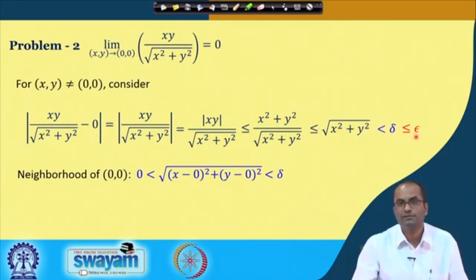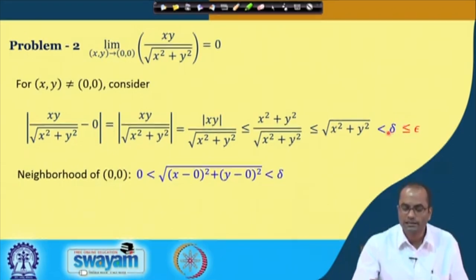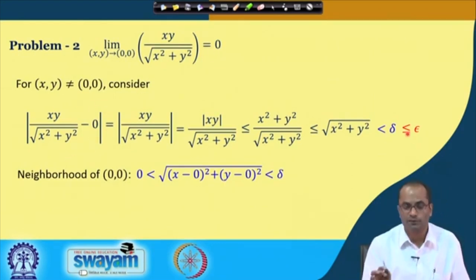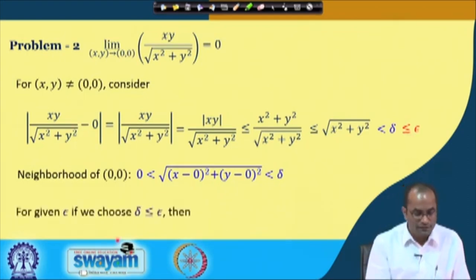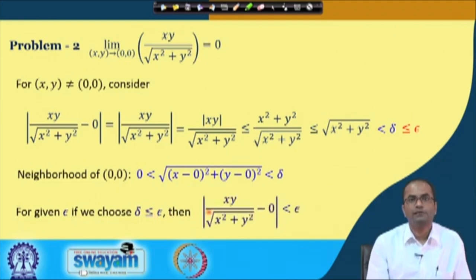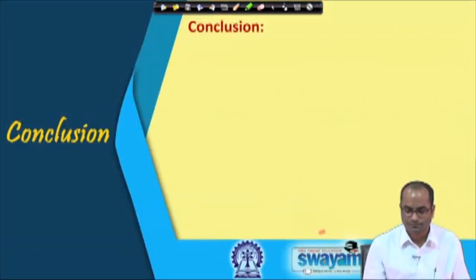So, for a given epsilon, if we choose delta equal to epsilon or anything less than epsilon, then the difference between the function value and its limiting value will be less than epsilon.